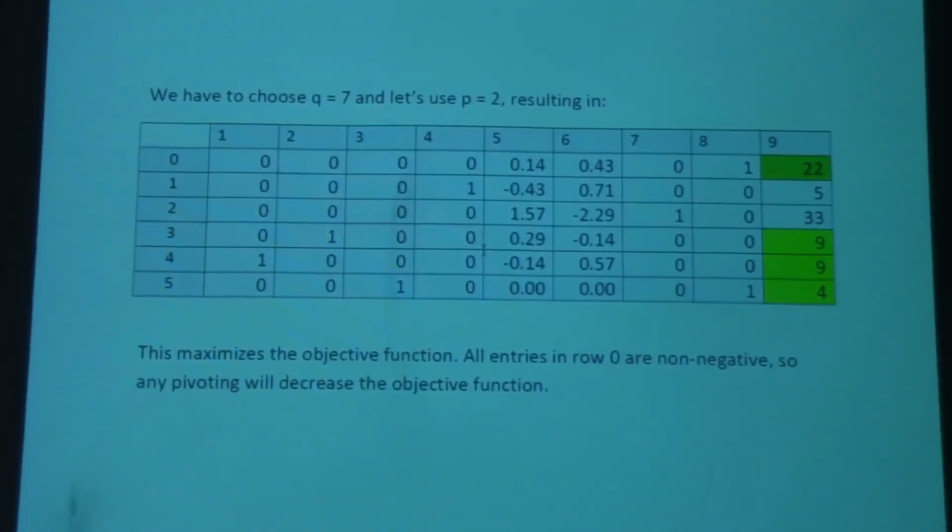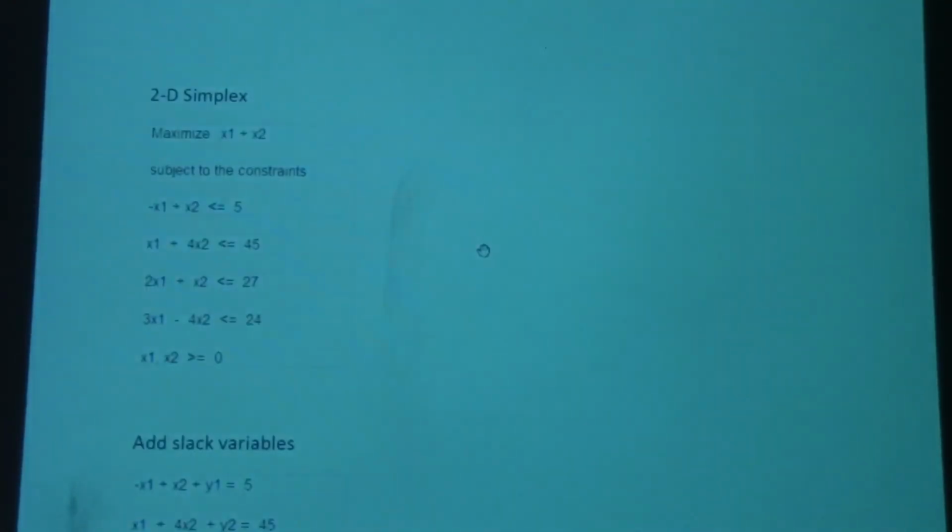Yes, 5. So the value of y1 is 5. The value of y4 is 33. The other values are non-negative. They're not violating constraints. So if it's not in the basis, we can assume that its value is non-negative. It's valid. So we have maximized the function.